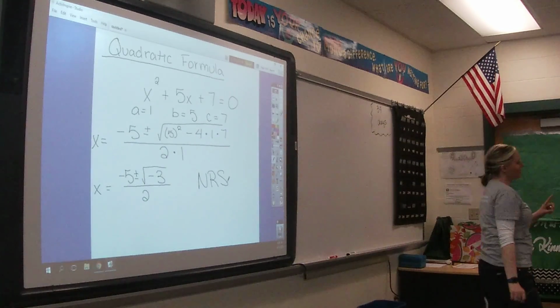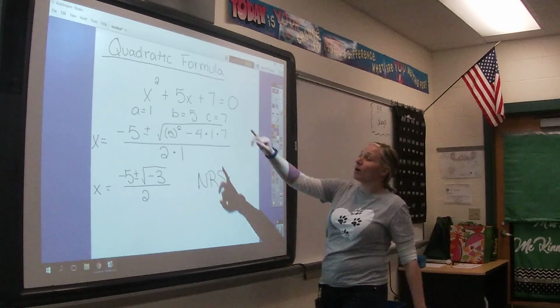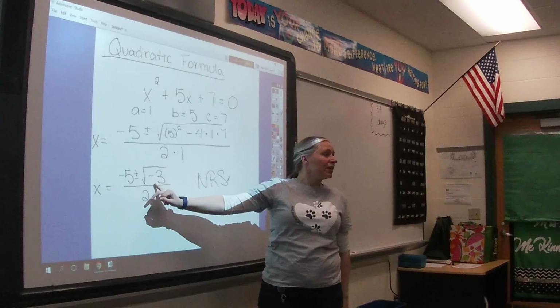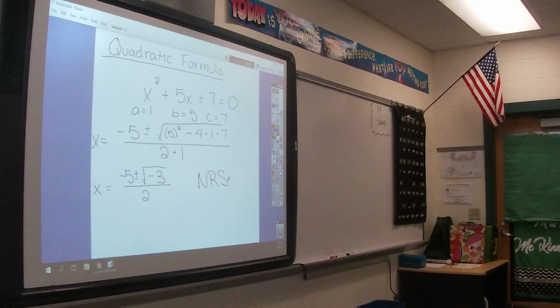Now, here's the dilemma. Writing down no real solution is fine if it's actually a no real solution. However, it is very easy to miss a negative somewhere up here and to get a negative underneath the square root and to think that it is a no real solution. If that is on a test and you are writing down no real solution on 14 problems, do we think that is the correct answer? No. Go back and check. Okay, we're not doing something right.